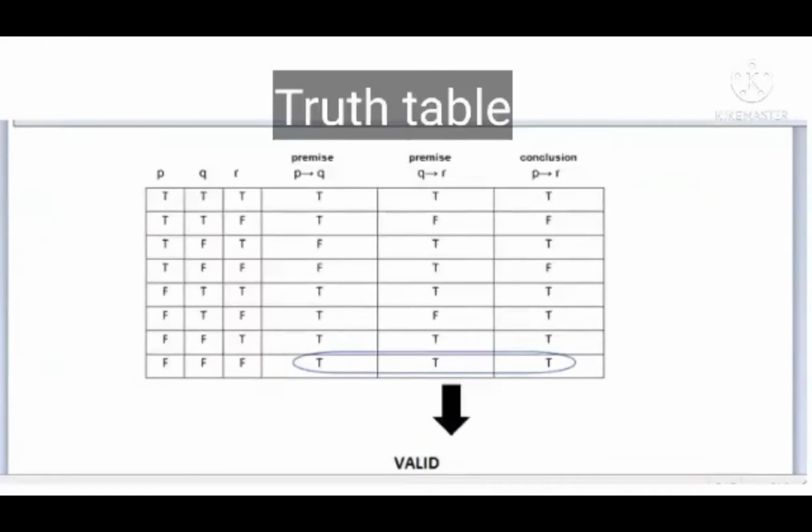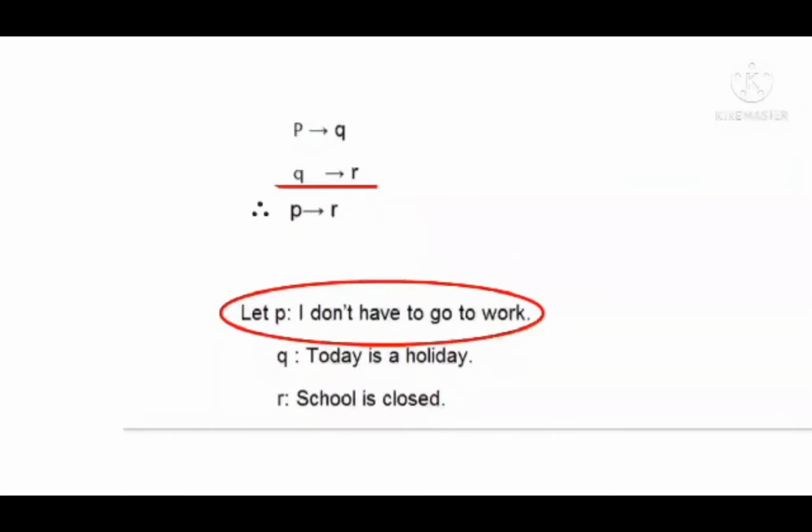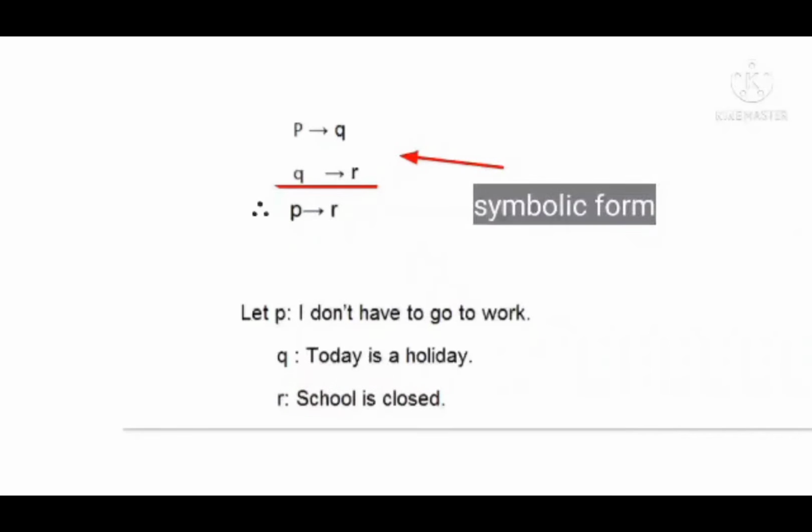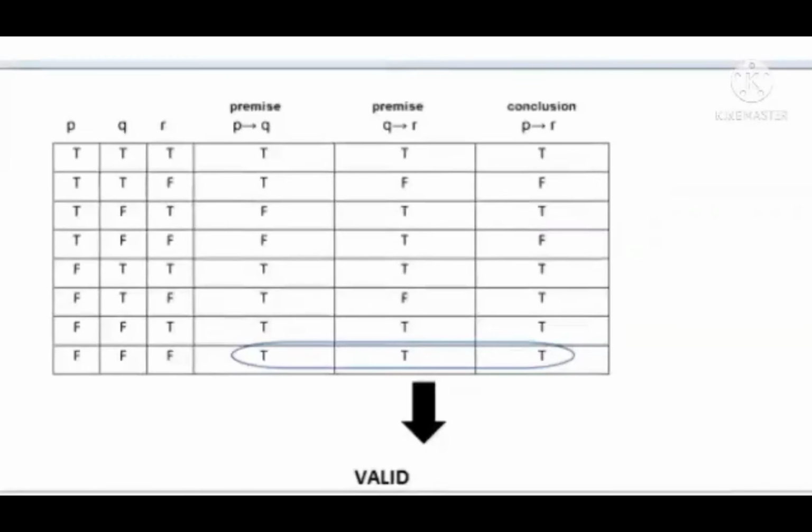And this is the truth table of my argument, where P is the statement, I don't have to go to work, Q is the statement, today is a holiday, and R is the statement, school is closed. And this is the symbolic form of my argument. P implies Q, Q implies R, therefore, P implies R. So this is a valid argument since there is a row in which both premises are true while the conclusion is also true. Here is a truth table having a column for each premise and a column for the conclusion.